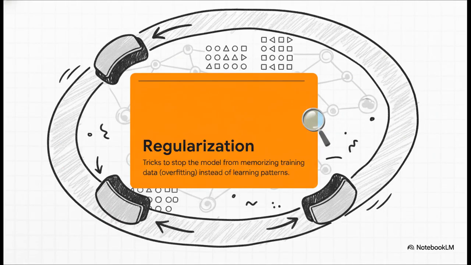To combat overfitting, we rely on regularization. These are clever tricks designed to stop the model from just memorizing the training data. Regularization acts as our crucial brakes. It stops the system from fitting itself to useless noise, forcing it instead to learn the actual underlying general patterns.